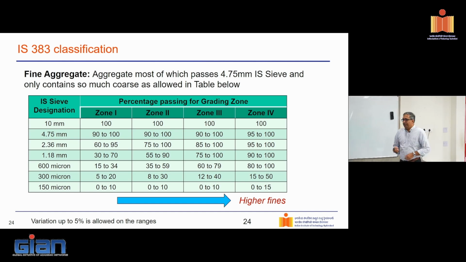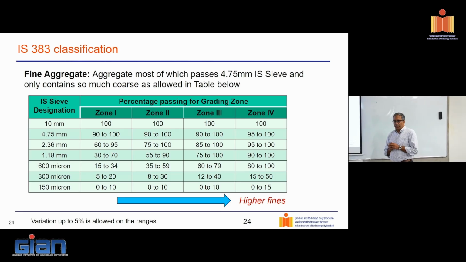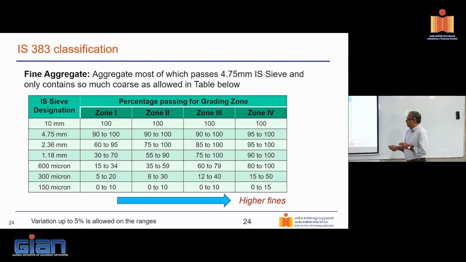So the whole idea is, if you take fine aggregate, you try to see which of these zones it fits into based on its size distribution. And basically, we have these 4 zones that go from 1 to 4. And if the fine content is increasing, you're going from zone 1 to zone 4, right? It becomes finer and finer as you step into zone 4.